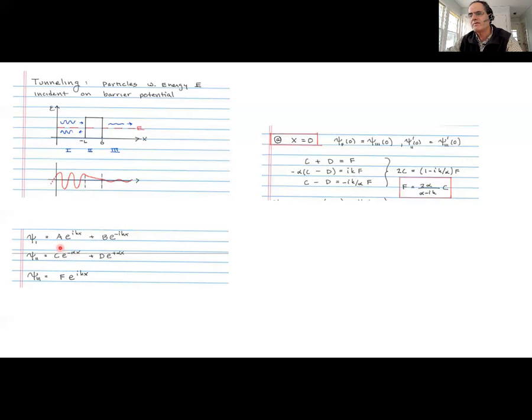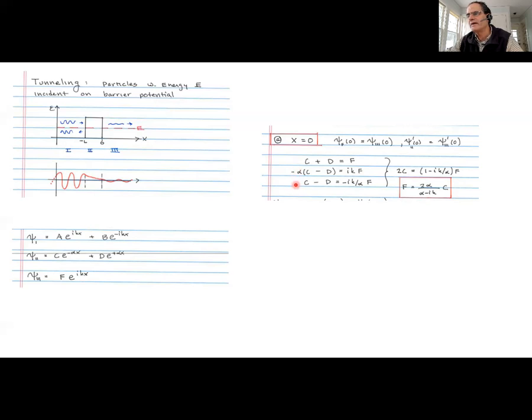So taking the first derivative of this term here and setting it equal to the derivative of this one at x equals 0 gives us this second equation: minus alpha times (c minus d) is equal to i times k times f. Okay? Just dividing both sides by minus alpha gives us this expression here. c minus d is equal to minus i k over alpha times f. Okay? So that's our second equation.